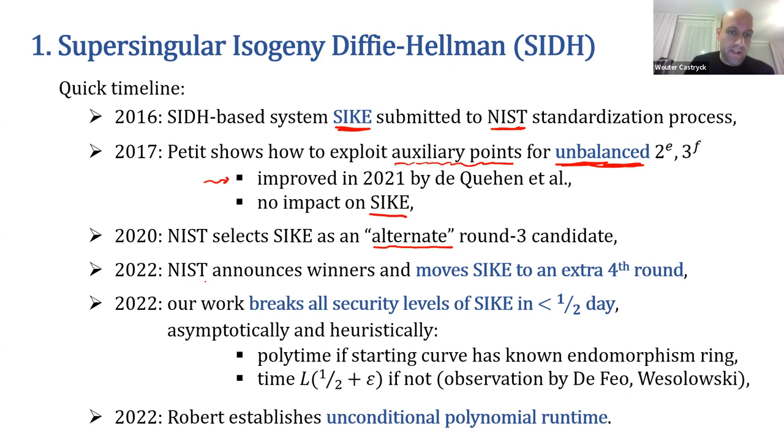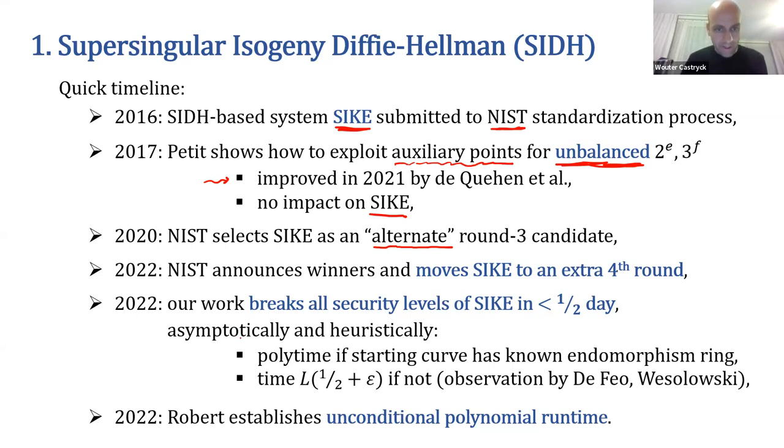Then 2 years later, NIST announced a first batch of winners. But the competition is not closed. They also opened a fourth round for other schemes to be investigated further, and SIKE was among them. And then less than 1 month after this announcement, we came up with this attack, and it breaks all security levels of SIKE. And we ran this on a 12-year-old computer, and everything was broken in less than half a day.